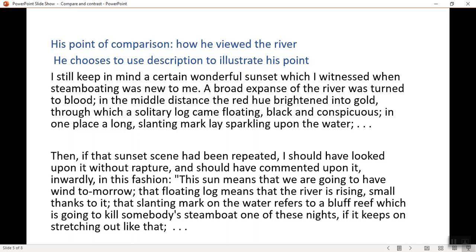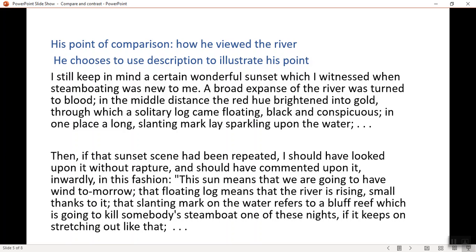I still keep in mind a certain wonderful sunset which I witnessed when steamboating was new to me. A broad expanse of the river was turned to blood. In the middle distance, the red hue brightened into gold, through which a solitary log came floating, black and conspicuous. In one place, a long, slanting mark lay sparkling upon the water.